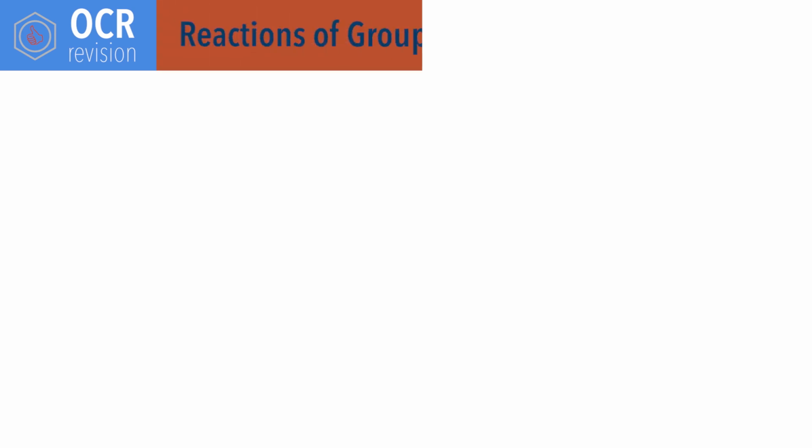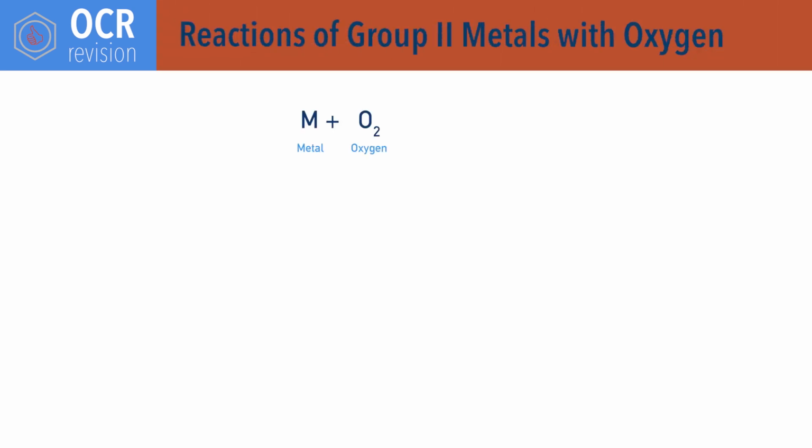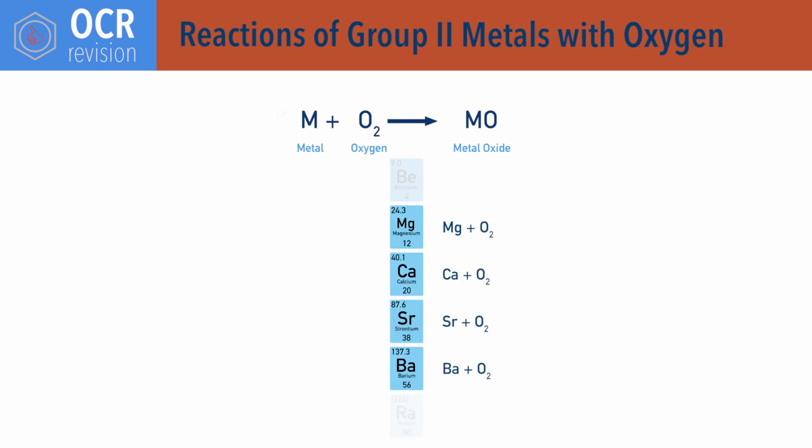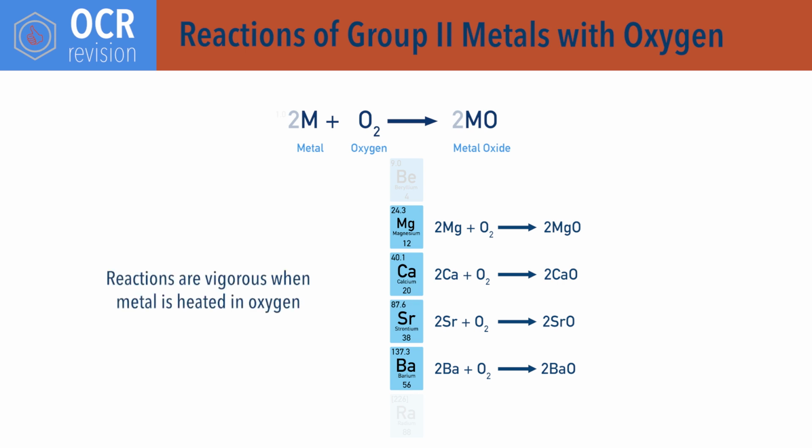Group 2 metals react with oxygen to form group 2 metal oxides, with a general reaction of metal plus oxygen to metal oxide. 2M plus O2 forms 2MO. The reactions are vigorous when the metal is heated in oxygen. For example, magnesium burns in oxygen with a bright white flame.